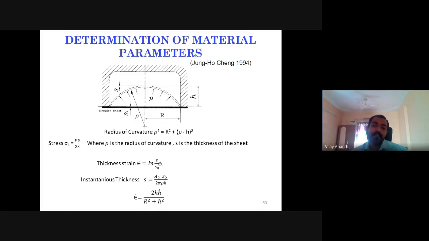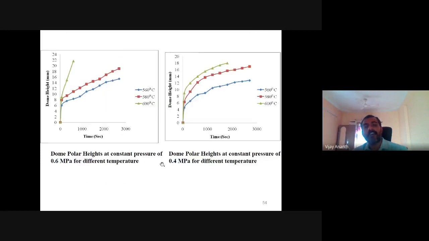Okay, the strain value, that is the change in thickness, right? S by S0, where S is the final dome thickness and S0 is the initial thickness. From that we can get the strain value as well as the instantaneous strain, and from that we can plot the graphs. So from that we have plotted the graph.